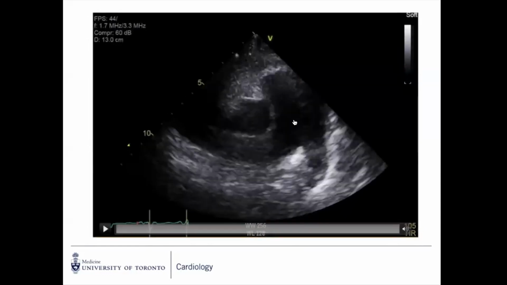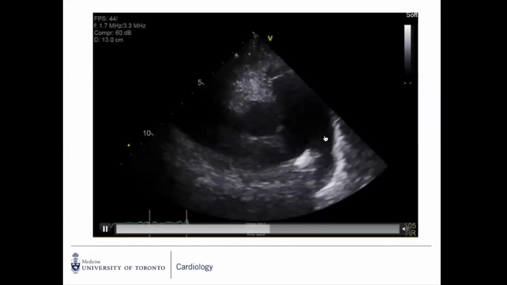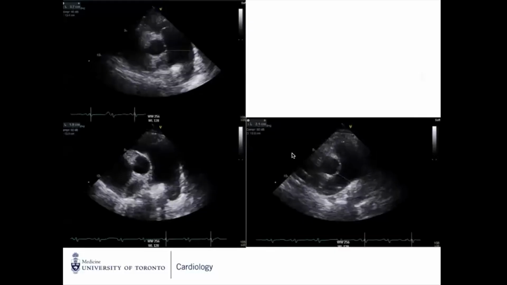And then you can see here the PA significantly enlarged in this view, and even your right and left PA are significantly enlarged, and so those are measured. You guys can see the measurements: 3.7 for the main PA, 1.9 for the left, and then 2.1 for the right.